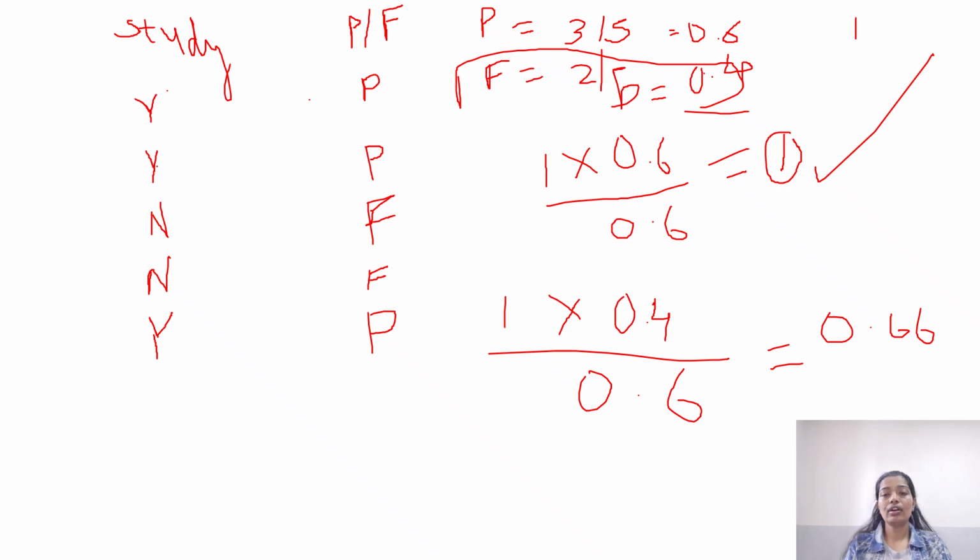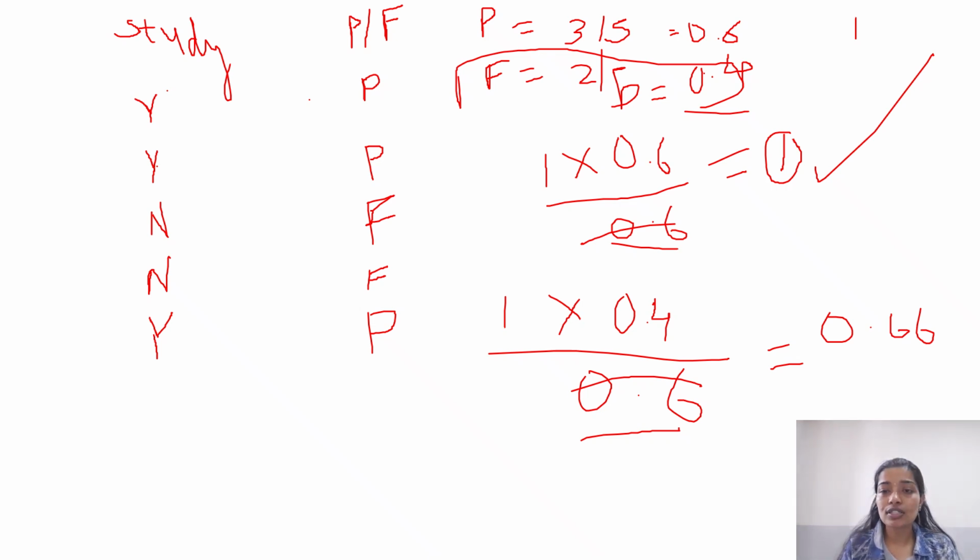So here we have one very important concept: the evidence always remains the same for all the classes. The base will always remain the same. So for comparison, we don't consider this. We can ignore this part and directly go for only the numerator part. We can simply multiply the numerator, that is 1 into 0.6 and 1 into 0.4. So this will be 0.6 and this will be 0.4.